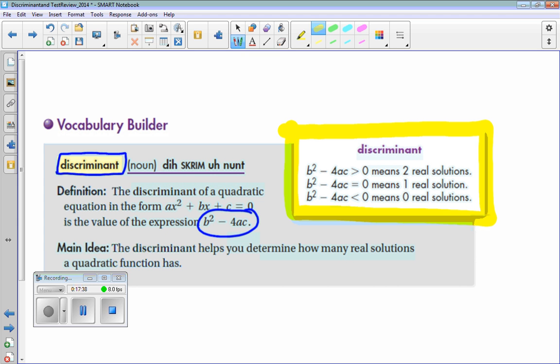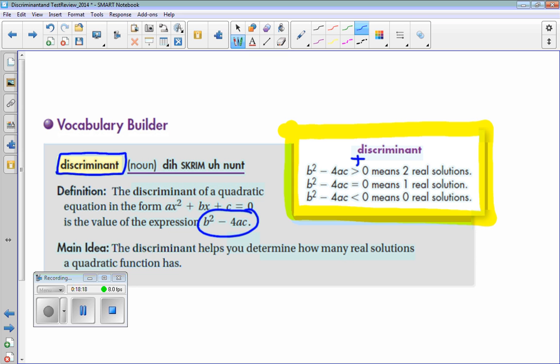A discriminant is b squared minus 4ac. It is simply just the number underneath the square root. So, if the discriminant, remember that's b squared minus 4ac, which is what's underneath the square root in the quadratic formula, is greater than 0, it just means it's positive. If that number is a positive number, it has 2 solutions. If that number equals 0, it has 1 solution, which means the vertex kisses the axis.